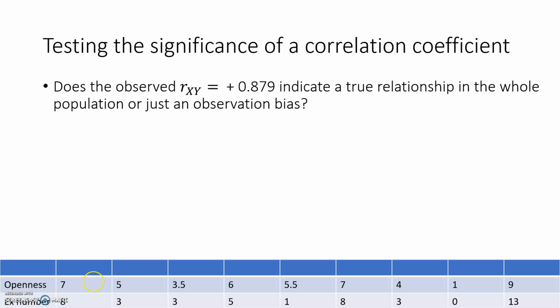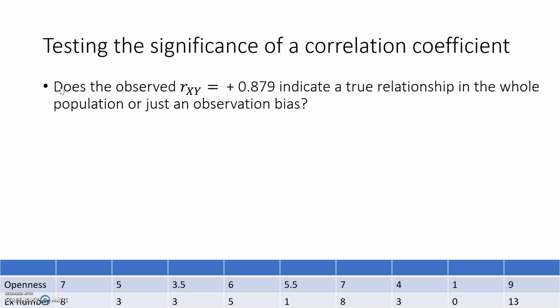In other words, we want an extra test to see whether this observed correlation is a true correlation, or just an observation bias. And again, here we come to significance testing. We are so familiar with this test and this whole procedure.